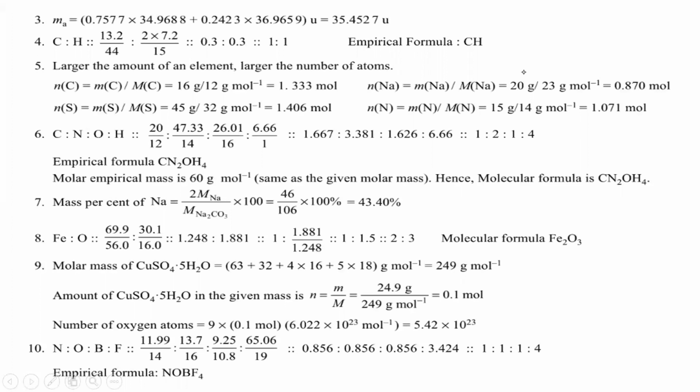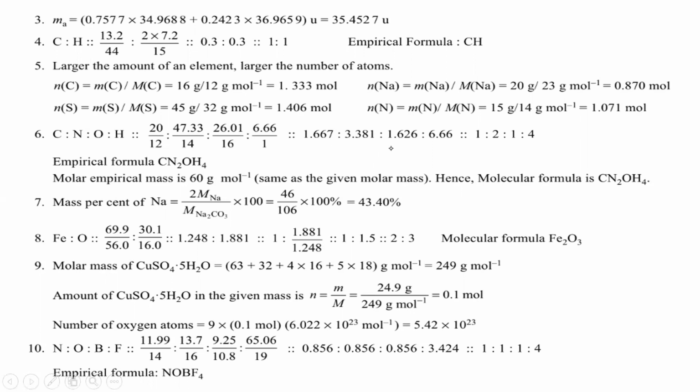So in the hints and solution it is given clearly. You can just see. So it is carbon, nitrogen, oxygen, and hydrogen. So 26.01 is the oxygen percentage. So the answer is the ratio 1:2:1:4.